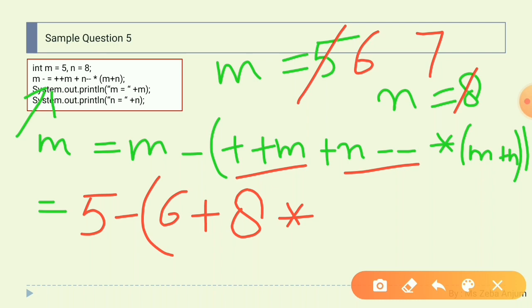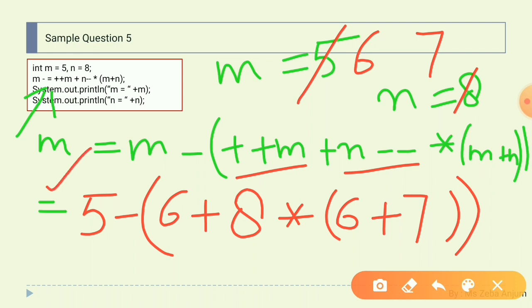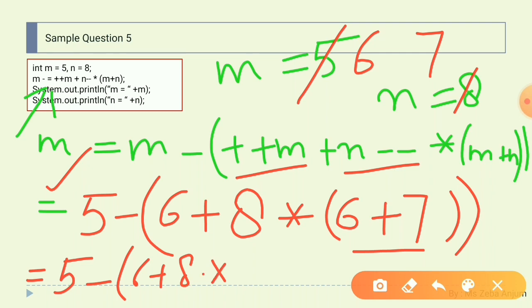Now again see, multiplication operator we are having, but over here we are having these brackets, so the priority of the bracket is greater, you know that. So firstly we will be handling this bracket. So m plus n, no pre-incrementing, no post-incrementing is there, so the value as it is we are going to write out. The value of m is 6, you will be writing 6 over here, and the value of n will be 7, you will be writing 7 over here. So 5 minus 6 plus 8 multiplied by 7 plus 6 becomes 13.